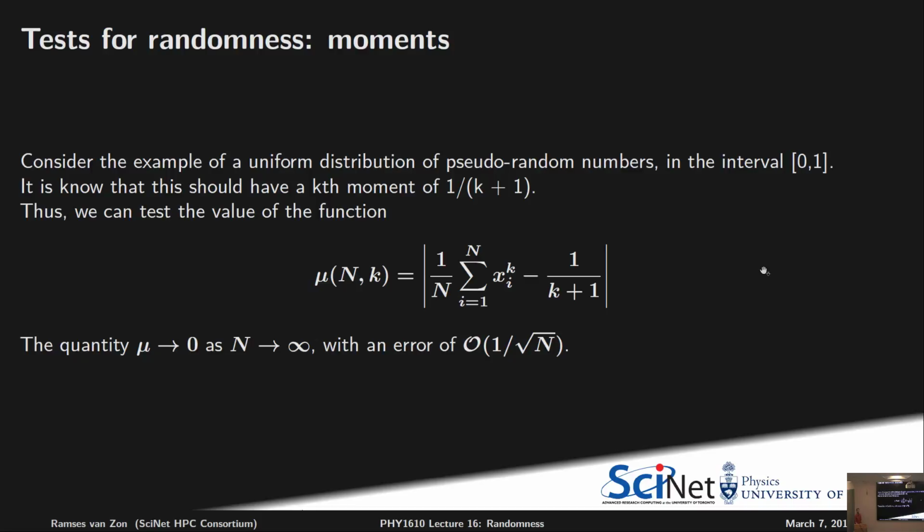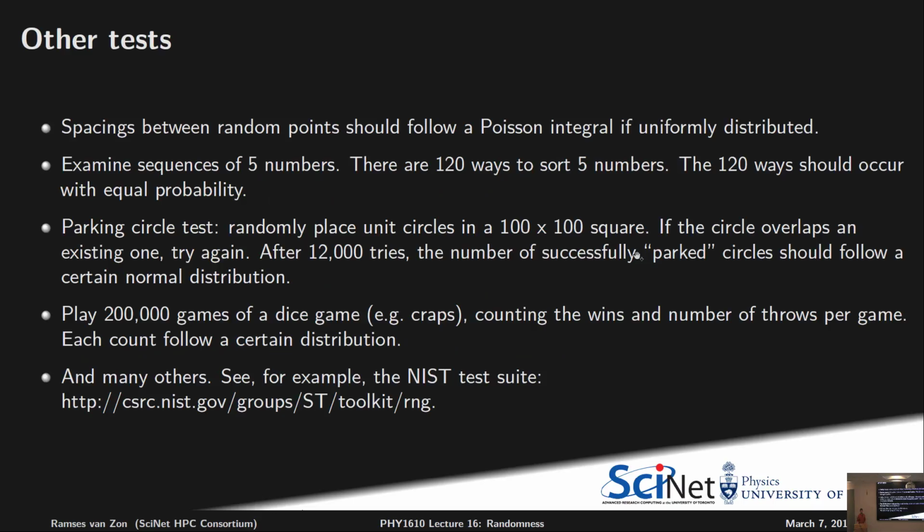You should actually never use a single random number generator if you want to be really sure of your results. There's some other tests, but I won't go into them too much. You can look at the moments and see if they give you the distribution that you expect. You can do fancier things like look at the spacings between subsequent points to see if they're Poisson. You could look at all possible ways of drawing 5 numbers. There's 120 ways to do that. See if they all get there. You could play all kind of games.